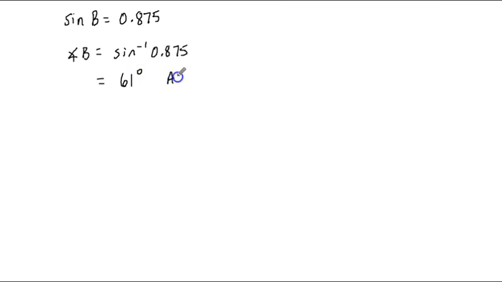Now, that's our acute case. Remember, there's an angle in the second quadrant with the same value for sine. So our obtuse angle B is 180 minus the 61, which is 119. Does that give us two possible triangles?